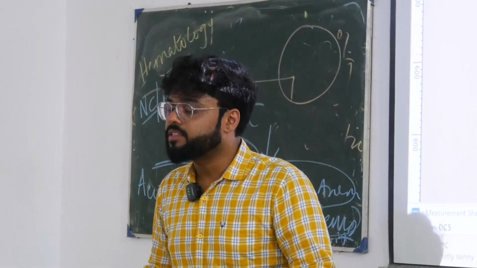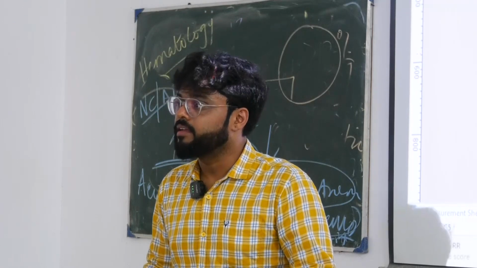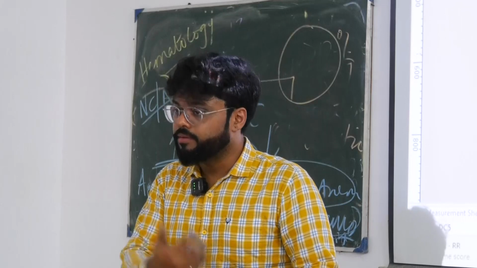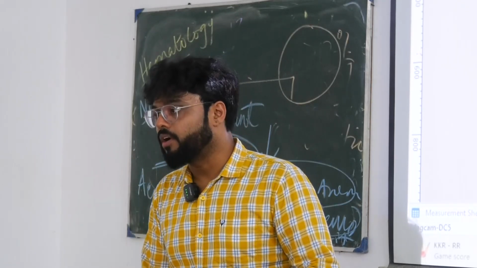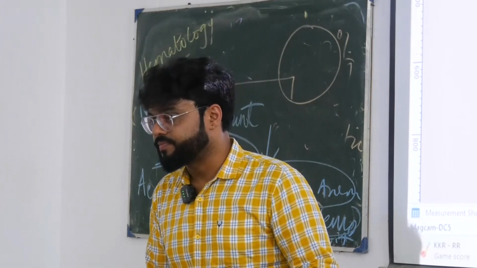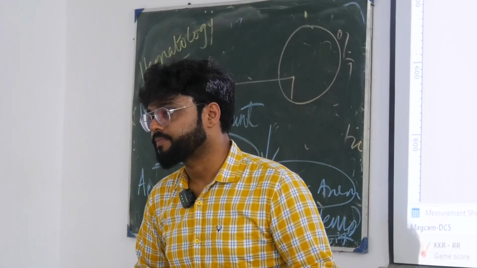So these are all features of hemolytic anemia, and generally we find either hepatosplenomegaly or jaundice or typical facies of the affected person.